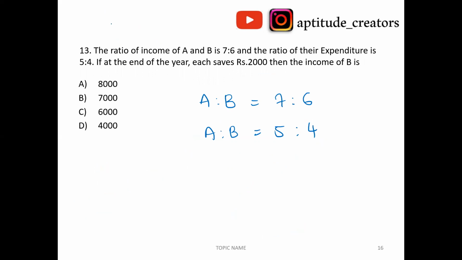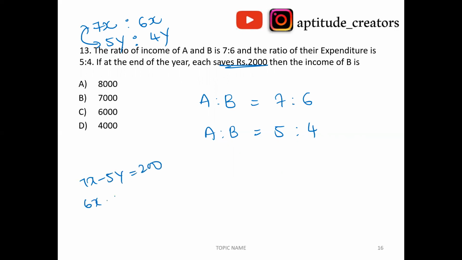Now here, most of the people will do the calculation like this. Income of A is 7x. Income of B is 6x. And expenditure of A is 5y. And expenditure of B is 4y. Income minus expenditure, 7x minus 5y is equal to 2000. This is one linear equation. Now what about B? 6x minus 4y is equal to 2000 rupees. This is equation number 2. The people will solve both the equations, and after that, the people will get the value of x or y.